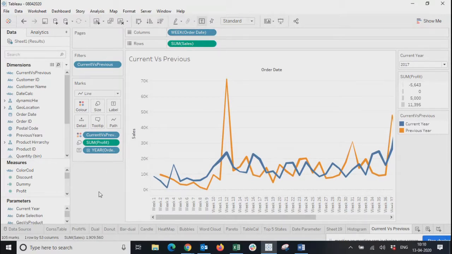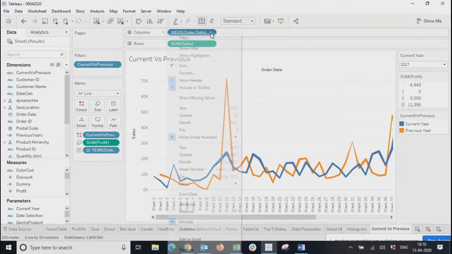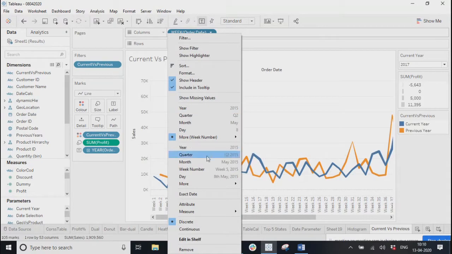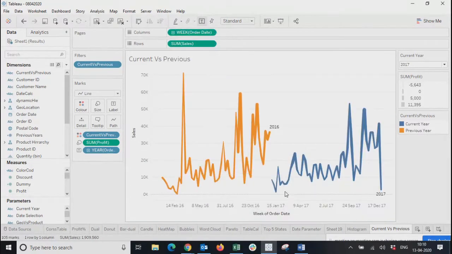Fine. Hope it is clear, right? Why is week number showing correctly, but if I go by week, it is not showing? Because in time there are different times, right? Yes, a different time is different. See over here, it's taking the exact value. And if you plot exact value, it will be in order.